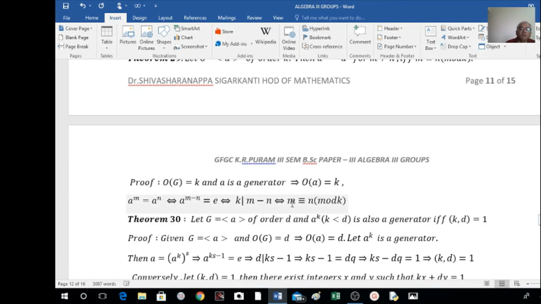And conversely, suppose m is congruent to n mod k, then this implies k divides m minus n. So if k divides m minus n, then we have proved that a power of m minus n is equal to e. So then this can be written as a raised to m equals a power of n.